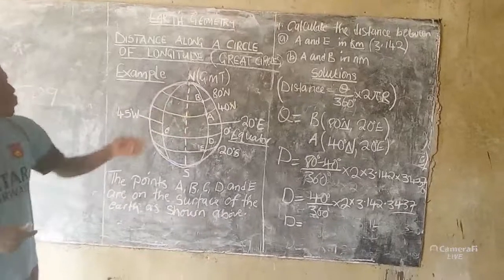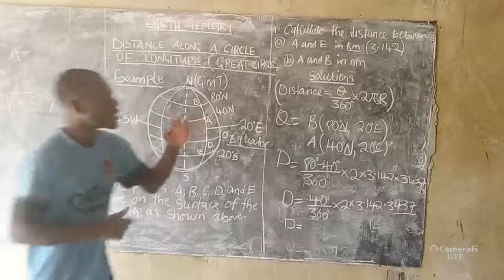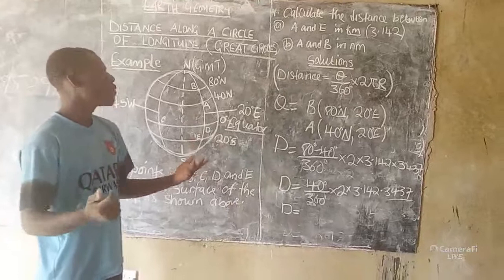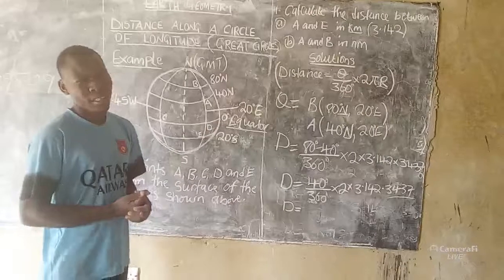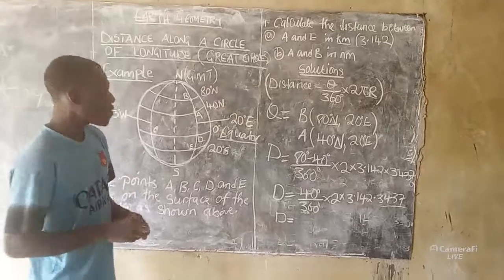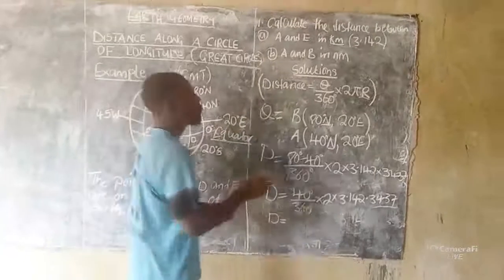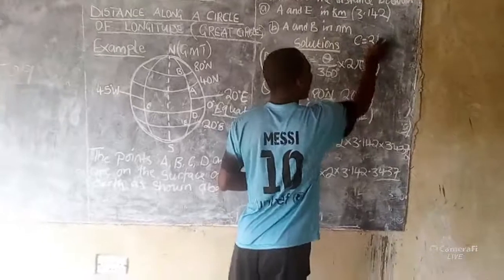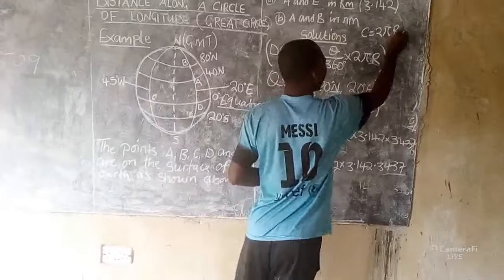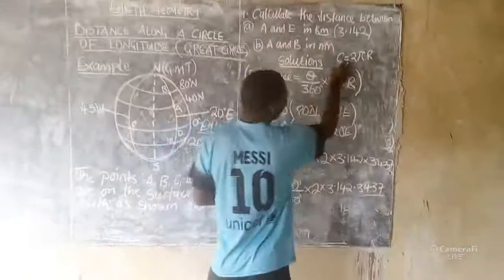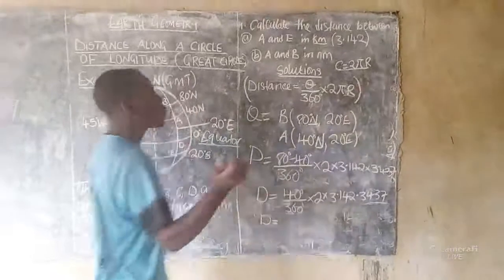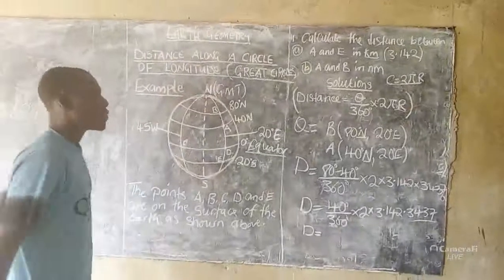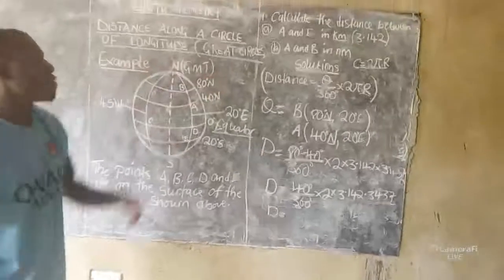So that is the formula when we are calculating the distances. Apart from that, let me emphasize, we have the circumference of the circle. The circumference of the circle is written as 2 pi r. And when we're talking about the circumference, we're talking about the total surface area of the earth. So the circumference of the circle is given by that.